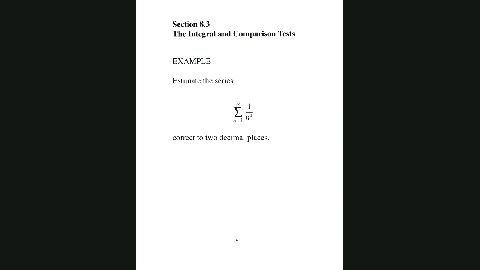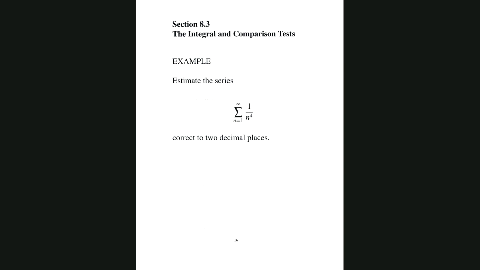Okay, so we want to estimate this series, and I know it's a convergent series because p is equal to 4. So this sum does converge, and I want to figure out what the sum is, correct to 2 decimal places. To do this, we're going to use the remainder estimate for the integral test.